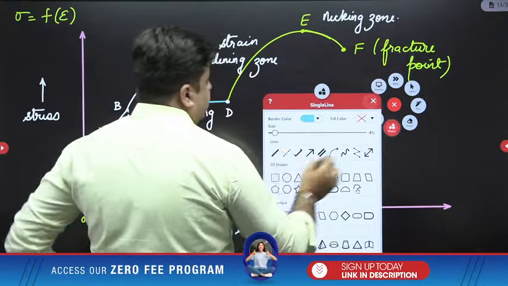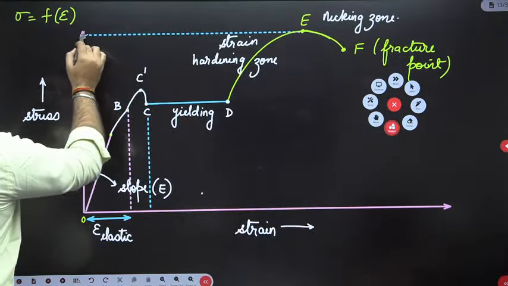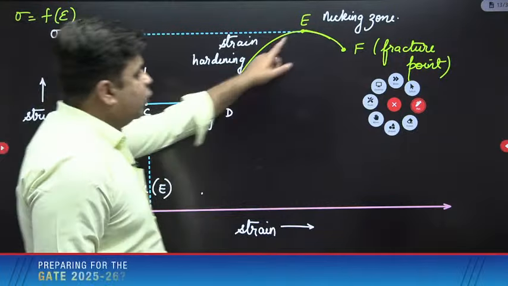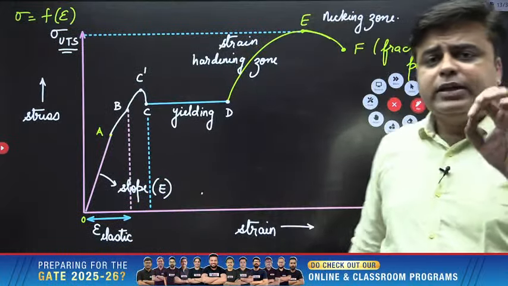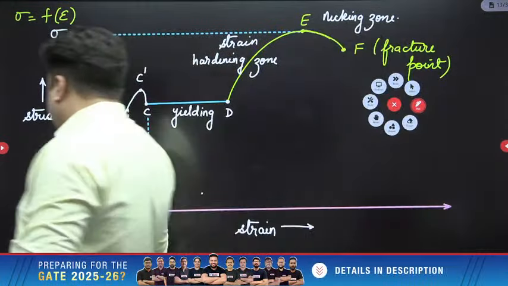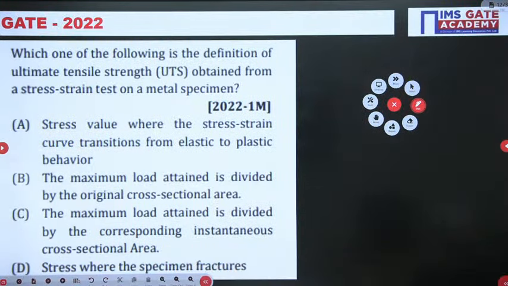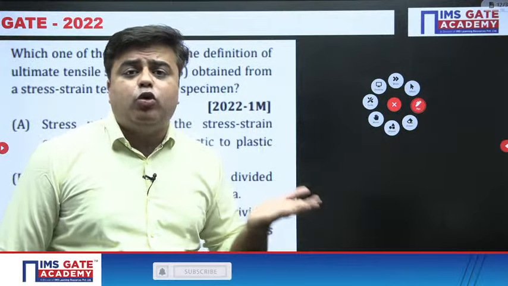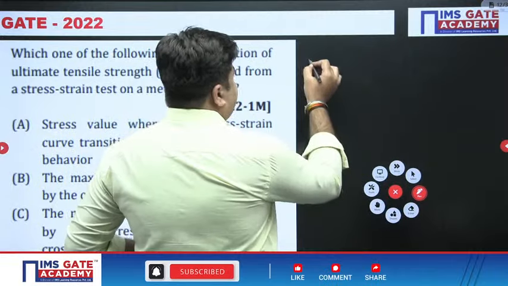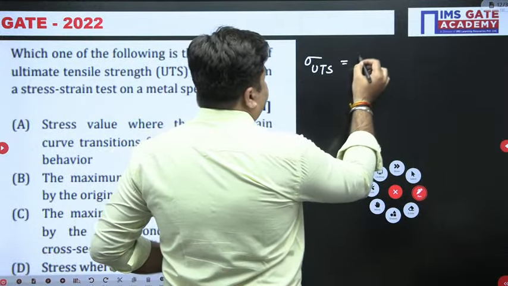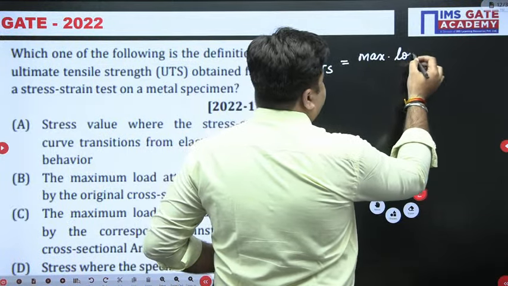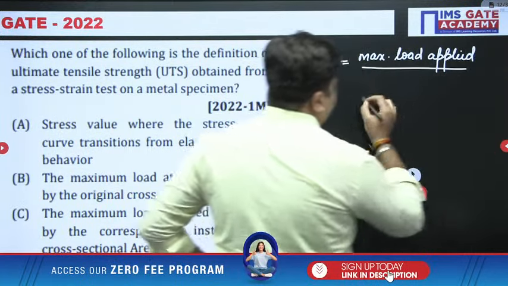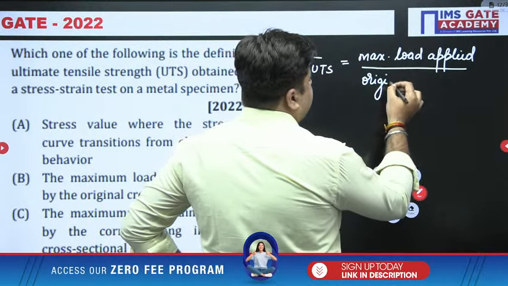Again, I would like to tell you, the value of stress corresponding to this ultimate load point is called the ultimate tensile strength of mild steel, and this ultimate tensile strength is defined as the maximum load that can be applied over the mild steel divided by the original cross-sectional area.